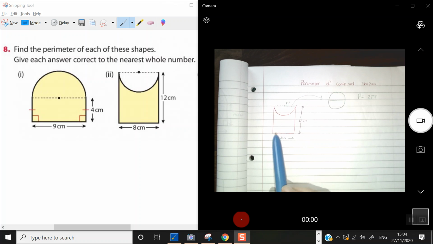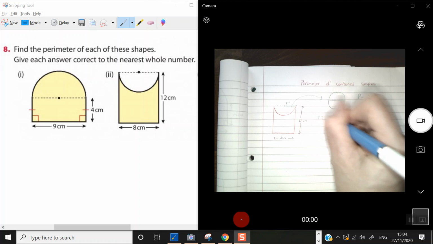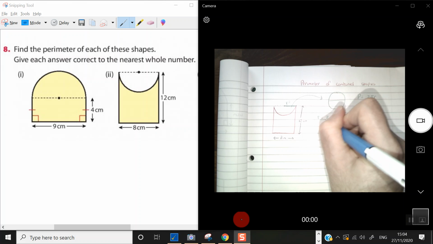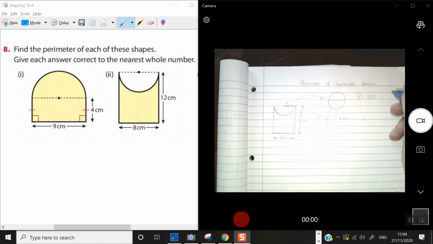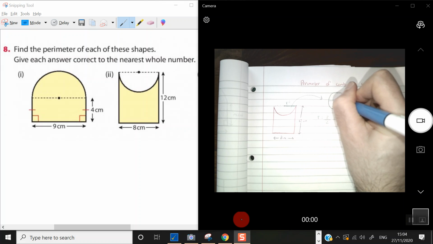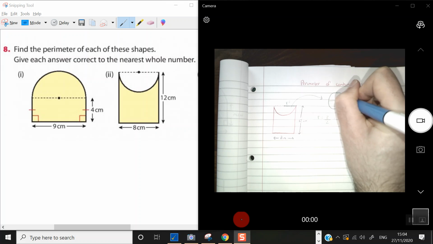So what's r going to be equal to? The diameter will be from here to here, and we know what that is, that's 8 centimeters. Therefore the radius is going to be half of that, from here to here. So the radius is equal to 8 divided by 2, which is equal to 4 centimeters. So the radius of this circle will be 4 centimeters.